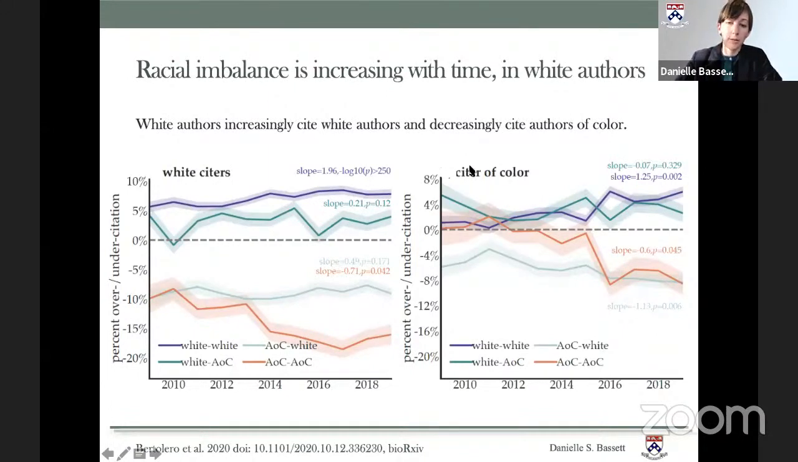If you look at citers of color, you can still see an expanding gap, but to a much smaller degree than what we see in the white citers. So citers of color are increasingly citing the papers with a white and white first and last author, and they're decreasingly citing papers that have an author of color in both the first and last position, but again, to a much smaller degree than what we see in the white citers.